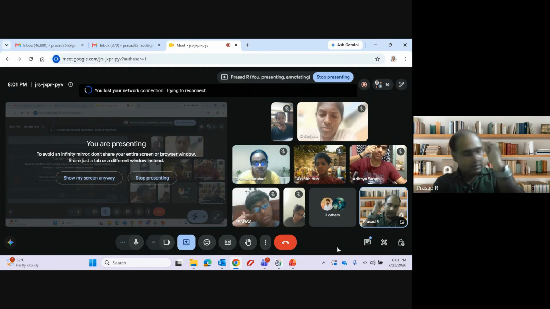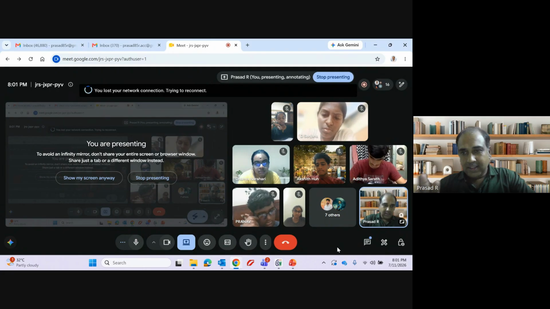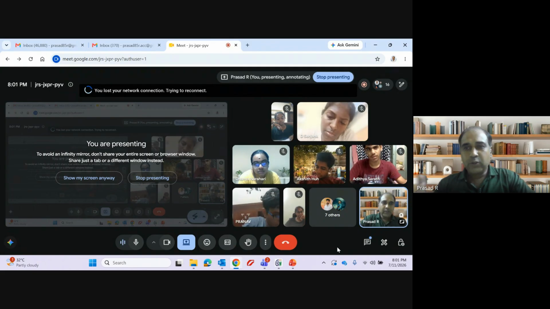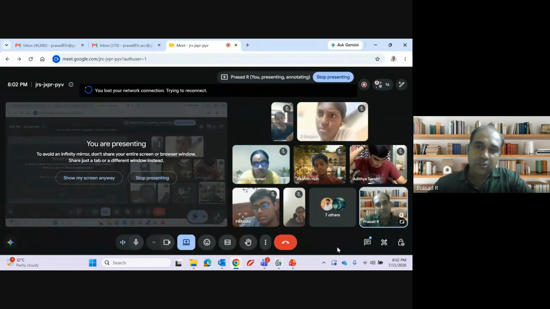Okay. Next is book value. Next term is book value. What is book value? Book value is nothing but the amount at which I record the transaction in my books of accounts.